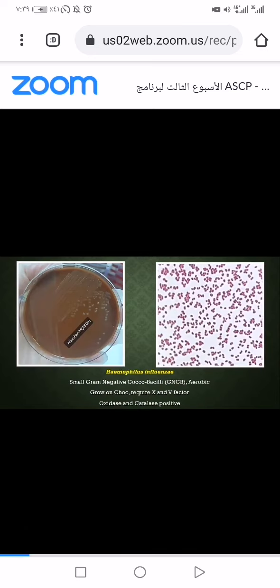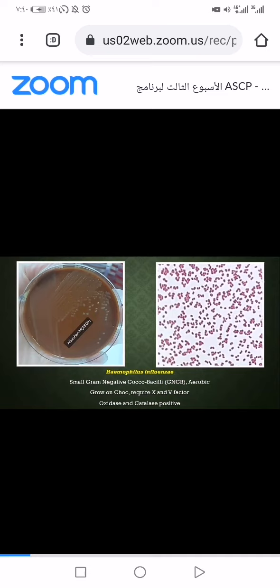Hemophilus influenzae is also one of the most common pathogens causing meningitis. It's a small gram-negative coccobacilli. It's really hard to recognize it under the microscope. It's very small, very short.